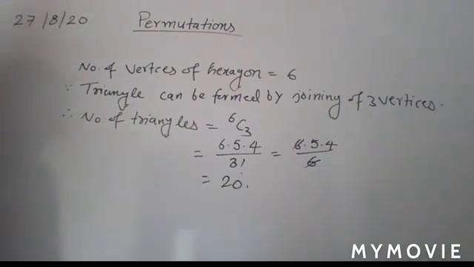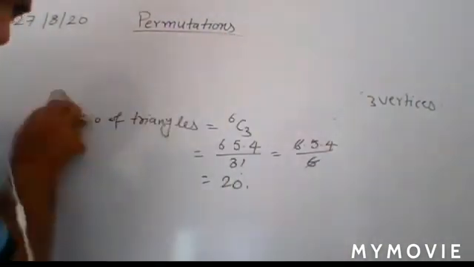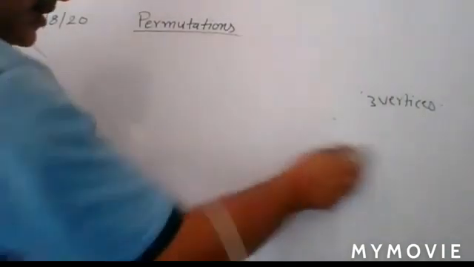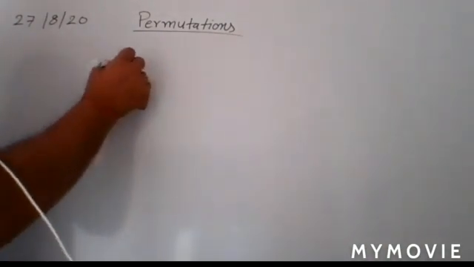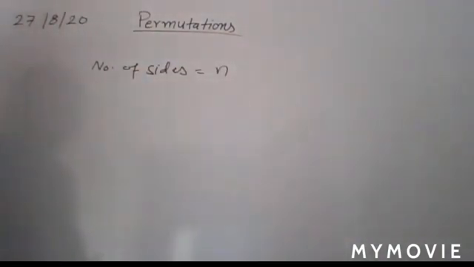In the same way, right, next question. How many diagonals are there in a polygon of n sides? In a polygon of n sides means here your number of sides is equal to n. And how do you find a diagonal?